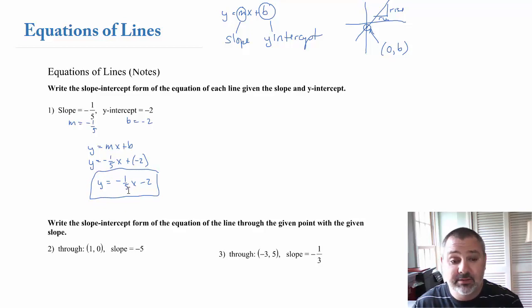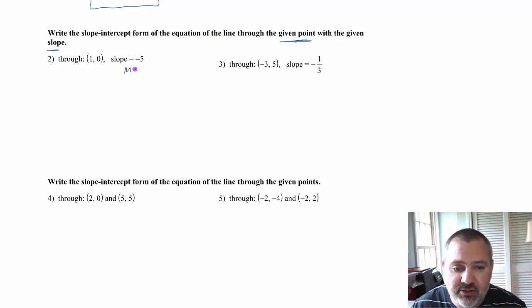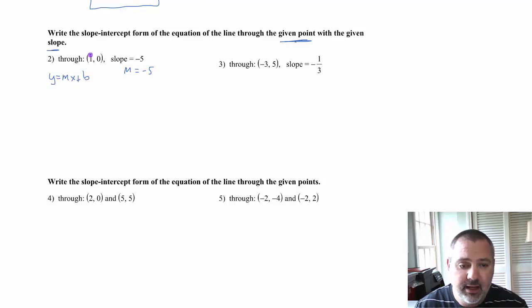Let's take a look at some more problems. So write the slope-intercept form of the equation of a line through the given point and given slope. So we know that our slope is -5, and we have a point here. This is not our y-intercept now, so we can't just take 1 and plug it in for b. We have to do a little bit more work here. So we're going to start off with y equals mx plus b. If we think about this as a point, 1 is really an x value, and the 0 is a y value. So we can plug in an x, a y, and an m. What that will do is allow us to find this b or y-intercept.